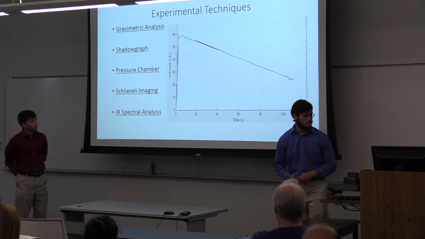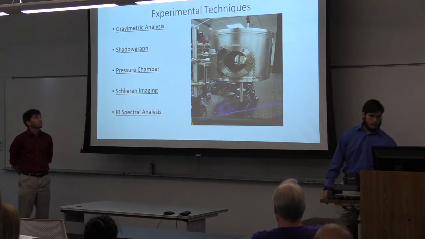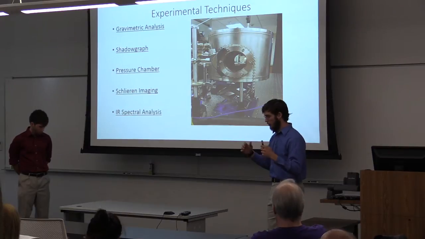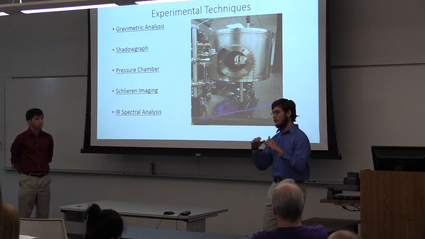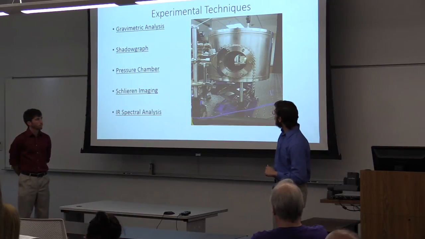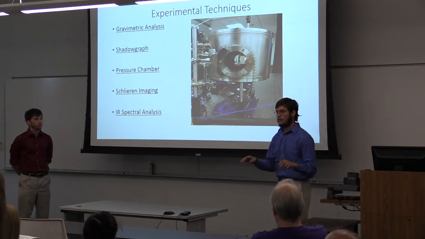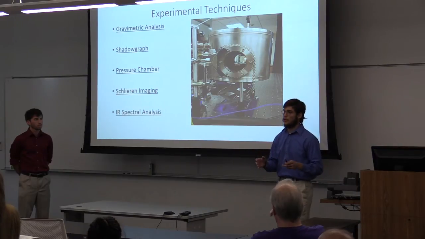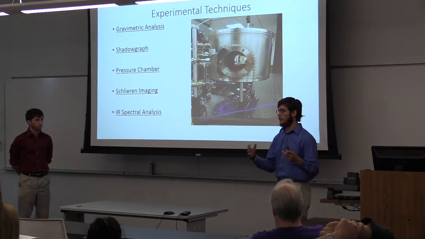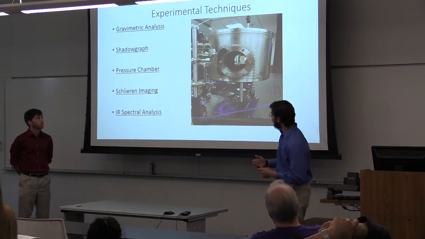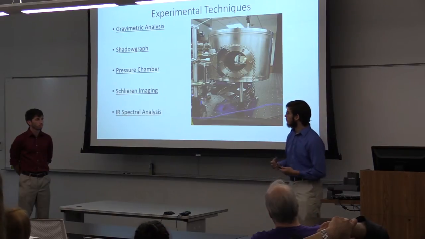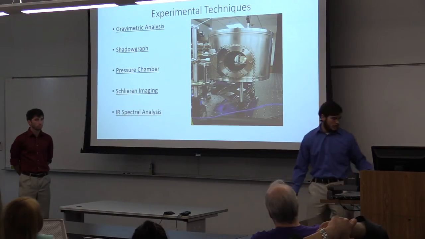We wanted to isolate variables and be able to control the ambient gas surrounding our evaporating species, so we created this pressure chamber. It allows us to change the ambient gas surrounding the droplet, and it also allows us to change the pressure that the gas is at. So we can better control the surroundings of our droplet and better isolate our variables.